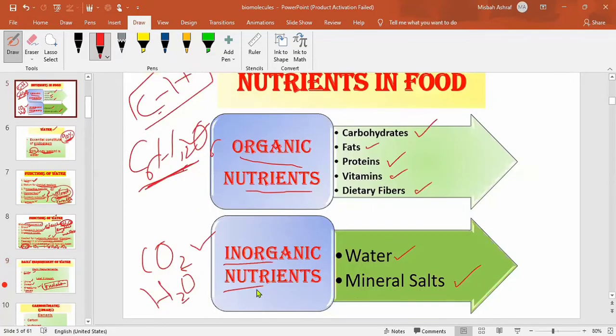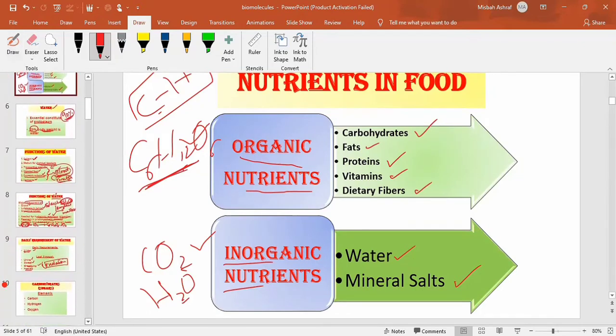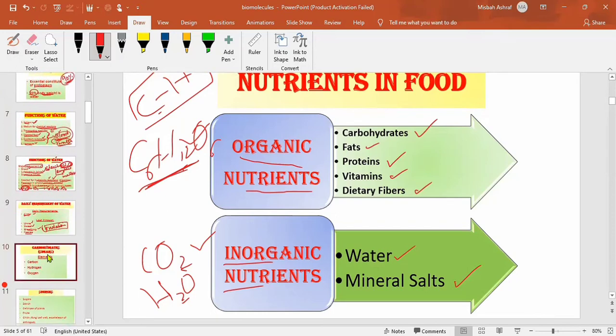This was about water, which is the inorganic component, and second are the mineral salts, and we will discuss some of the mineral salts later, which are in the syllabus. Okay, now we are going to discuss the carbohydrates. From the organic components, we are going to discuss carbohydrates for today, and proteins and fats we will discuss afterwards in the next class.